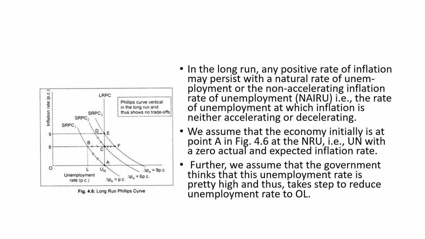Okay. So just assume that an economy is initially at point A in the figure, here at NRU, U1, with a zero actual and expected rate of inflation. Just assume that the government thinks that this unemployment rate is pretty high, so it takes some steps to reduce its unemployment rate to OL.